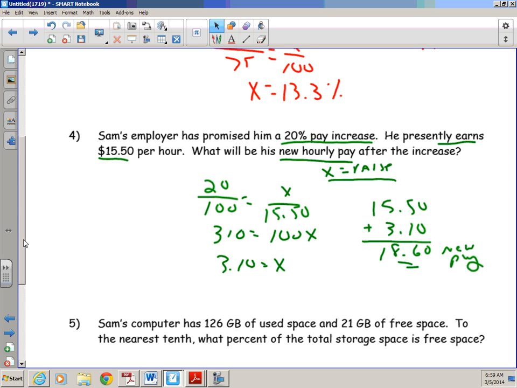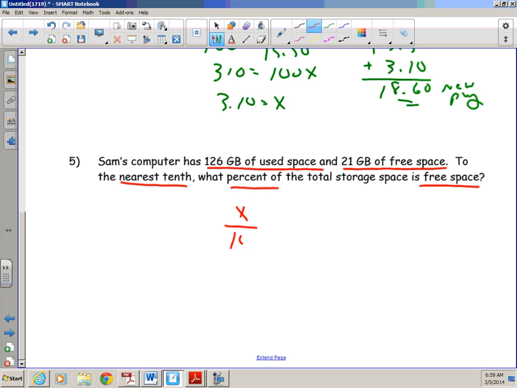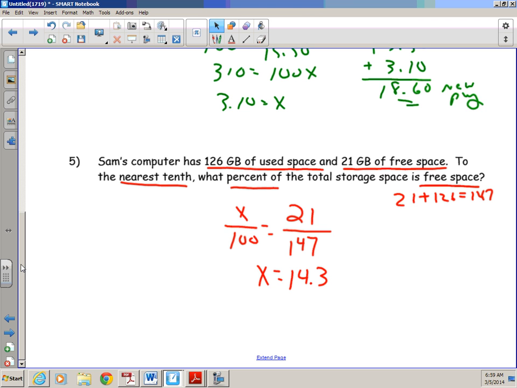Okay. And finally, Sam's computer has 126 of used space and that amount of free. To the nearest tenth, what percent is free space? So I don't know the percent. Free space is 21. Used space is 126. So that means total space is 147. That's the key here. And then I do my cross multiplication. I'm not going to go through all of it to get to the 14.3%.